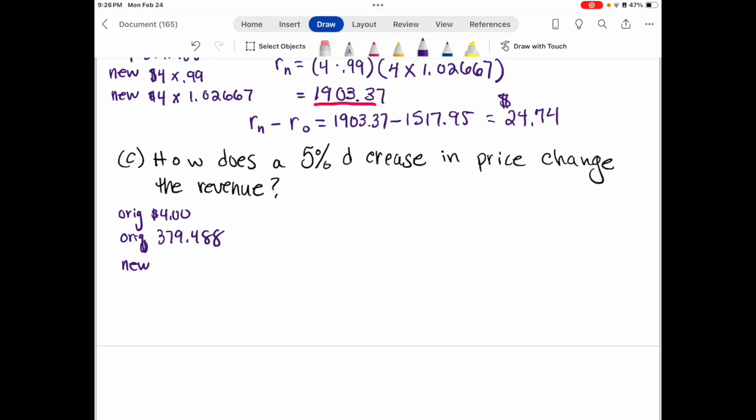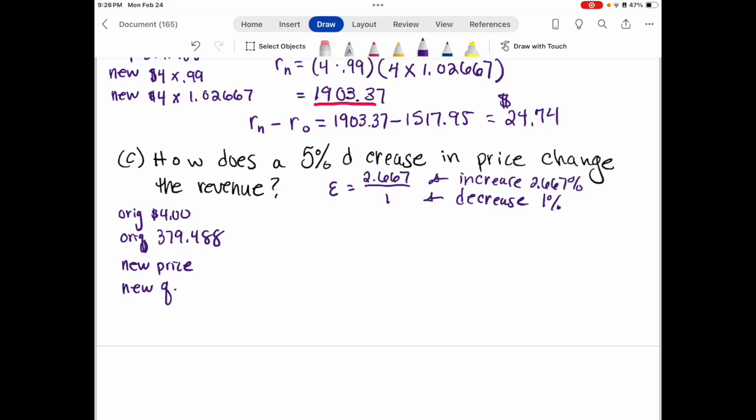So now we've got to find the new price, and we need to find the new quantity so we can find the new revenue. We have our elasticity of demand, and we said it was 2.667 when we write it out to 3 decimal places over 1. So this is the increase or decrease. Let's write it as decrease 1%. That means this is going to be an increase of 2.667%, and that would be in the demand or the quantity.